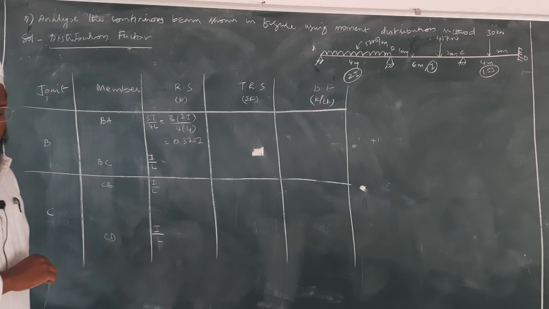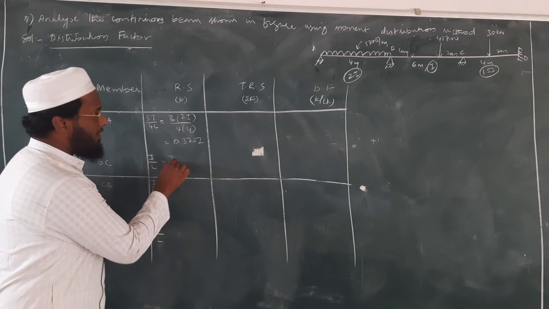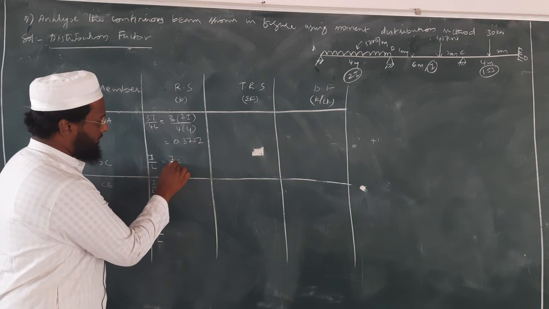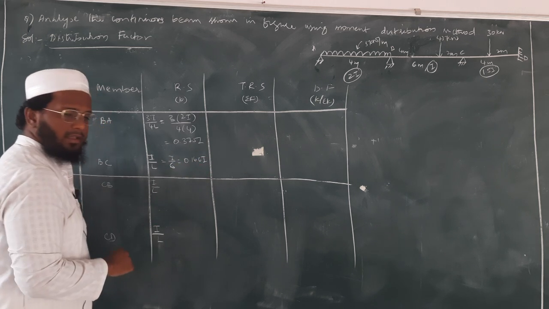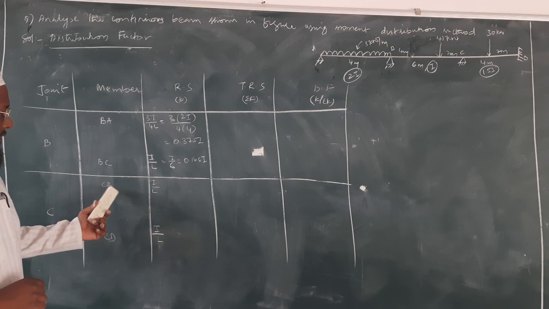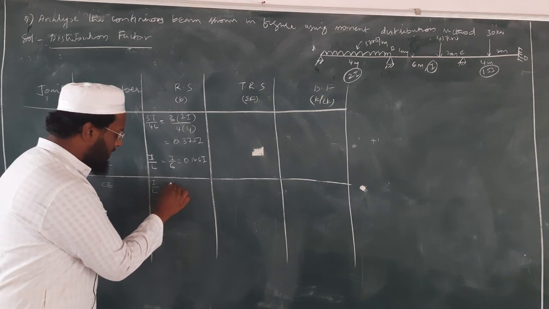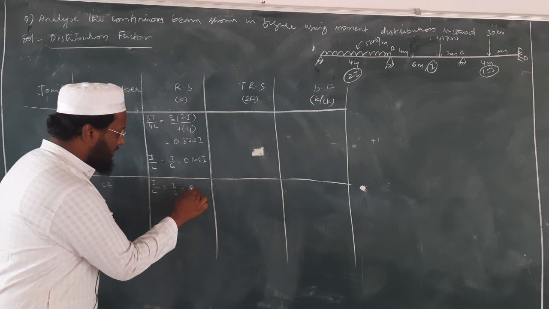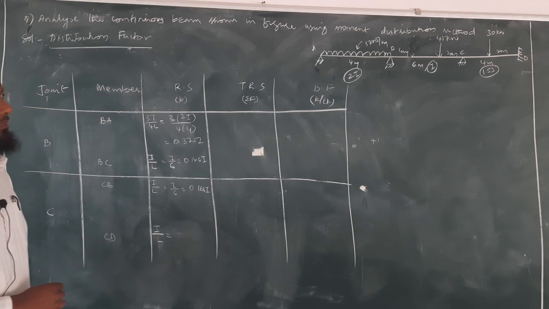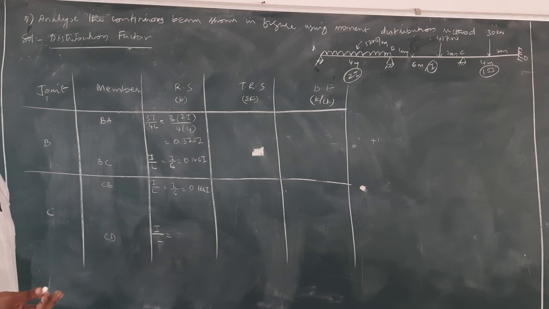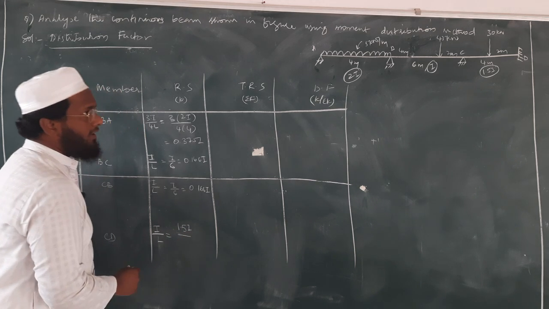0.375 I. Now what is I by L for span BC? I by 6. How much? 0.166 I. Able to understand? Now here for span CB, again I by L, so I by 6, which is equal to 0.166 I. What about CD? I by L. So 1.5 I by L, isn't it? 1.5 I by 4.